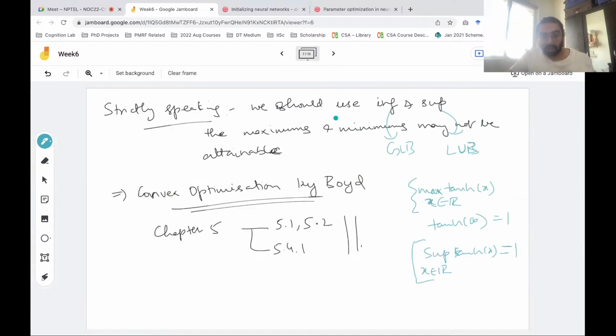All of this is present in Convex Optimization by Boyd. This is a really good book. The material we discussed today is in chapter 5, and specifically these sections. In case you want to see more, you can look at this chapter of the book. All right, so I wanted to discuss this issue that we had last time.